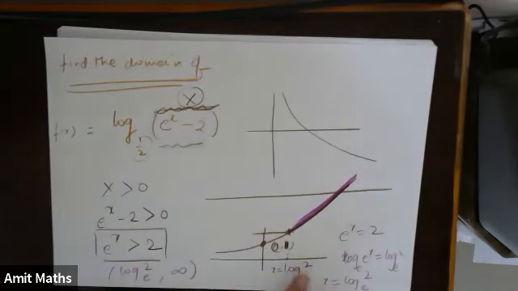Fine. So I'll explain this part once again. Now see, this is e to the power x minus 2.